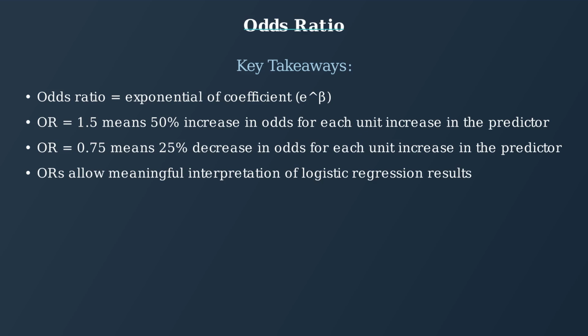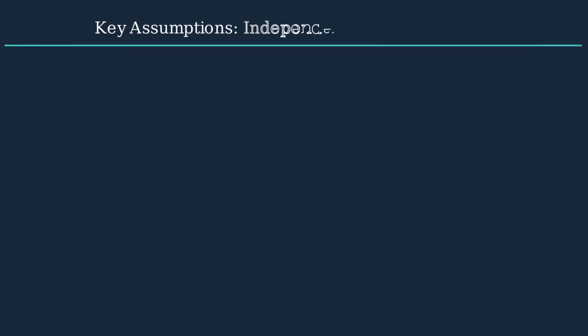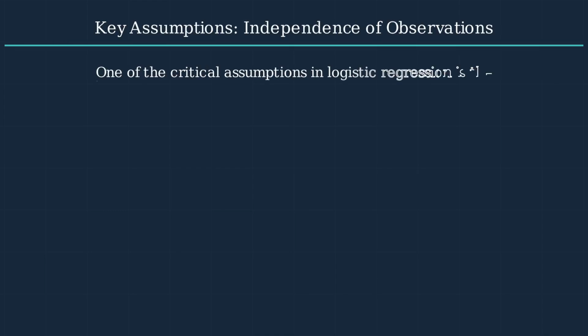An odds ratio of 1.5 means a 50% increase in the odds for each unit increase in the predictor. Conversely, an odds ratio of 0.75 means a 25% decrease in odds. These interpretations make logistic regression results actionable and meaningful. One of the critical assumptions in logistic regression is the independence of observations.